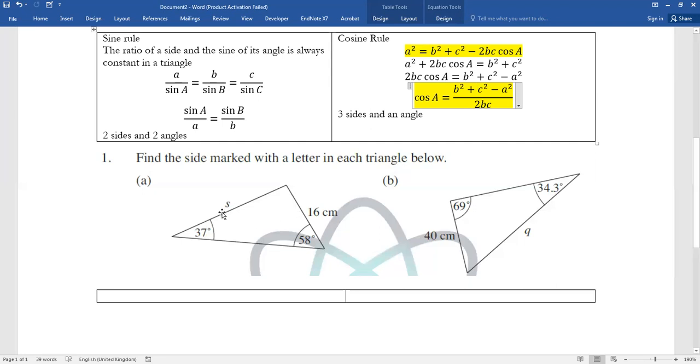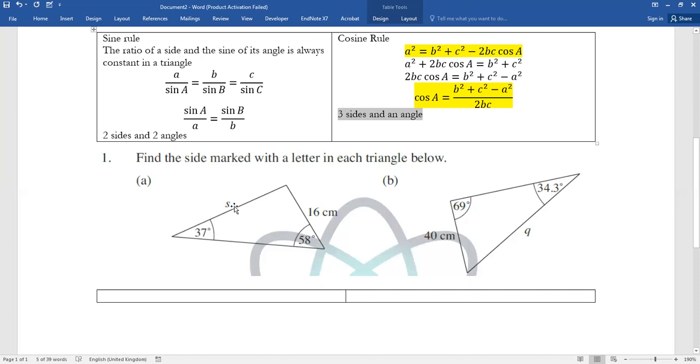If I were to find this side and I want to use the cosine rule, remember there are four quantities in the cosine rule: three sides and the corresponding angle of the side. Out of these four quantities, I must know the remaining three to find the fourth one. If I want to find this side, I must know the remaining two sides and the corresponding angle.